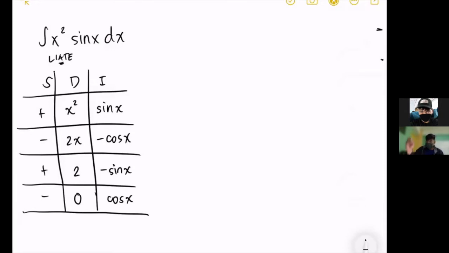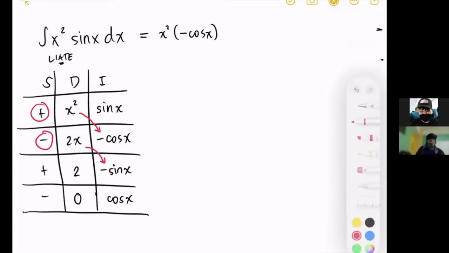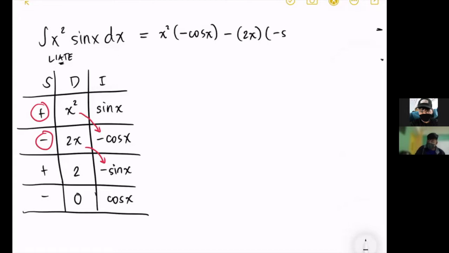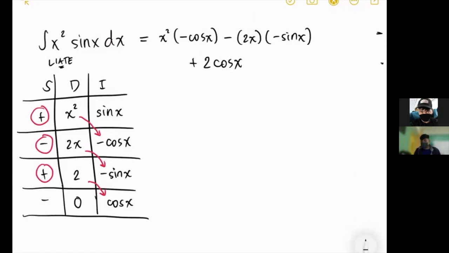So, ganun lang ulit. Again, kukunin natin yung nandito, and then, imumultiply natin yung product nitong dalawa. So, that becomes x squared multiplied to negative of cosine x. Next, this one. And then ito din. So we have minus 2x multiplied to negative of sine x. And then this one multiplied to this one, which is plus 2 cosine of x. And of course, 0 na yan mamaya.